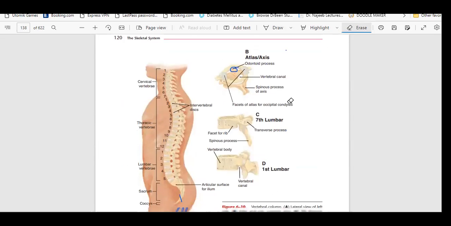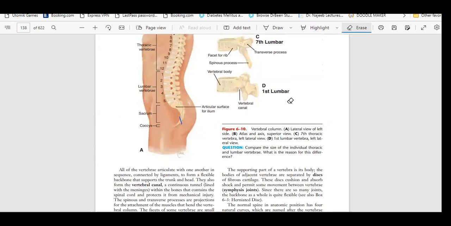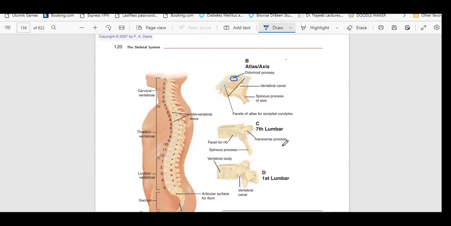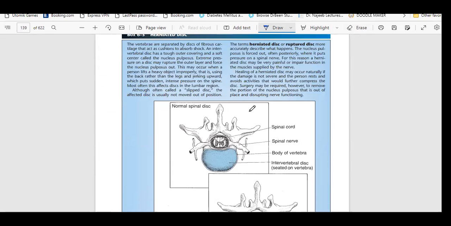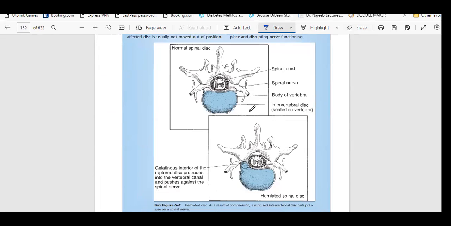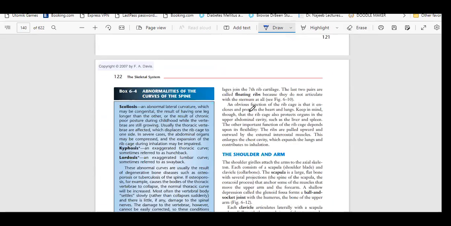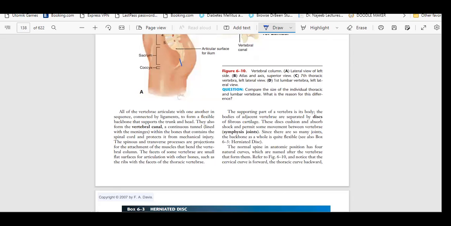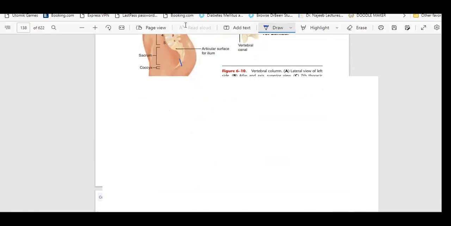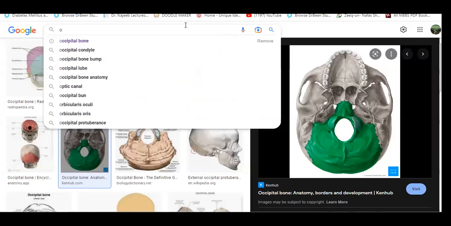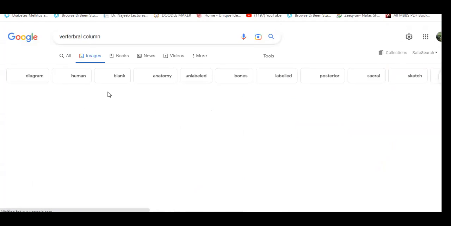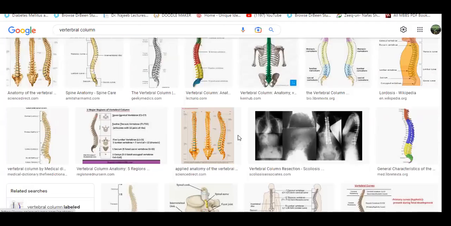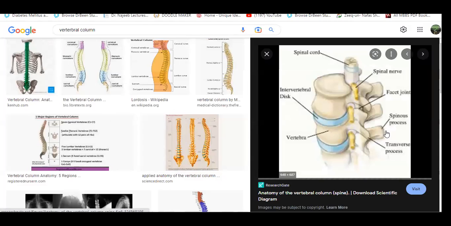You can see here the whole vertebral column. You can see the vertebral column here, each one vertebral column. So this is the vertebral column.